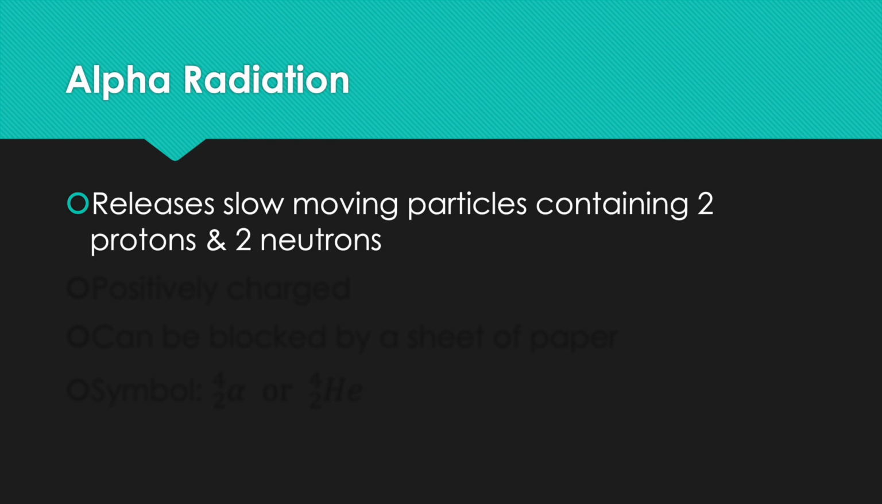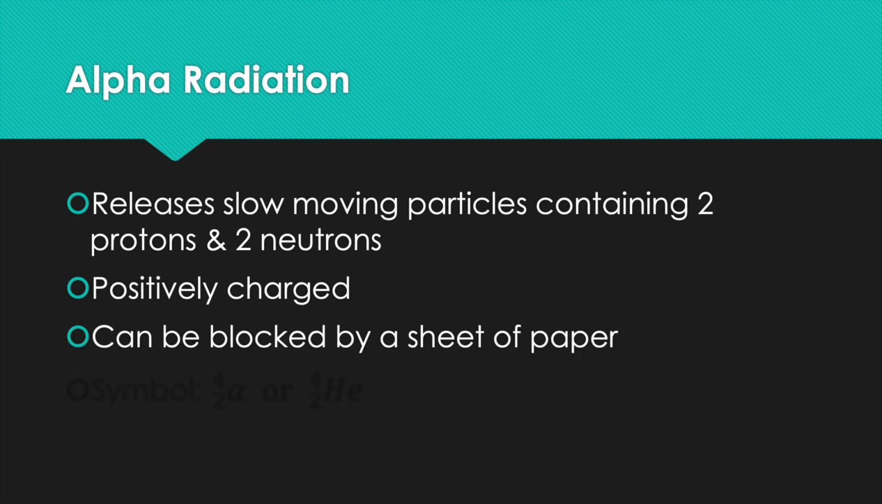So, alpha radiation is when an unstable nucleus releases slow-moving particles that contain 2 protons and 2 neutrons. We can kind of think of them as releasing a helium nucleus. Alpha particles have a positive charge. You might remember that these were used as part of the gold foil experiment. And the great thing about alpha particles is because they are big and slow, they're very easily blocked. They can be blocked by something as thin as a sheet of paper or just the clothes that you're wearing.